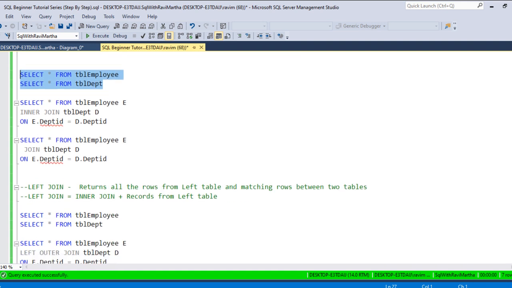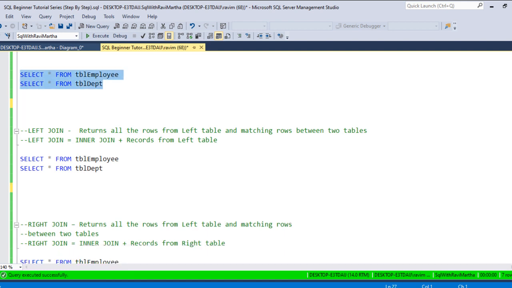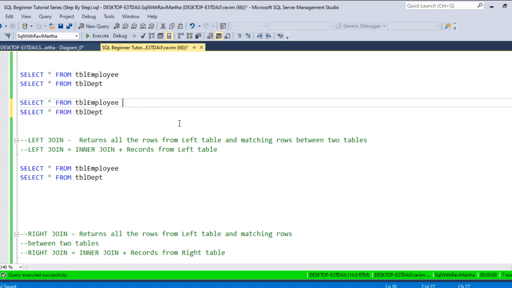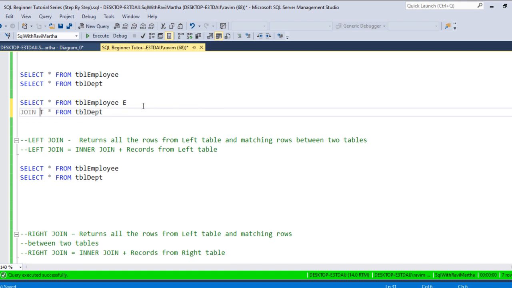So for writing the join, let me remove this stuff and quickly write it once again. To write the join, the simplest way is to write the select statement for these two tables and alias the table. In the previous video in the series, I discussed table alias as well as column alias. So when you're going to join, just give the alias for the first table and just type join. Since it is an inner join, I'm just typing join and removing the rest of the stuff.